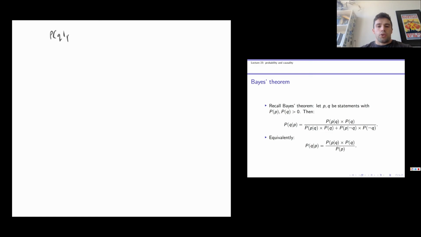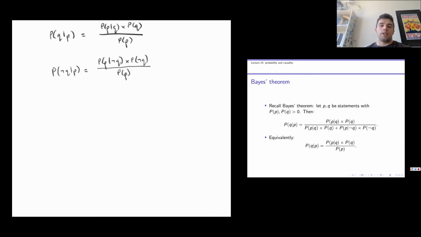Now because this works for any two statements P and Q, we can also replace Q here with not Q. And if we do that, this version of Bayes' theorem tells us that the probability of not Q given P equals the probability of P given not Q times the probability of not Q, all divided by the probability of P. Now let's call these two equations 1 and 2.